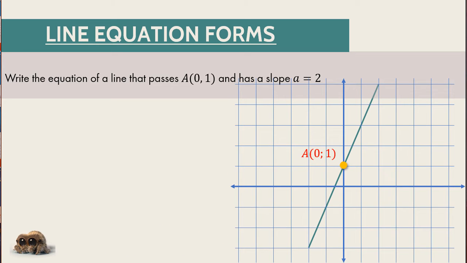Now here, I will give you a picture of a line on the Cartesian plane. And the task is to write the equation of the line. Given that it has a slope of 2 and it passes through the point A(0, 1).